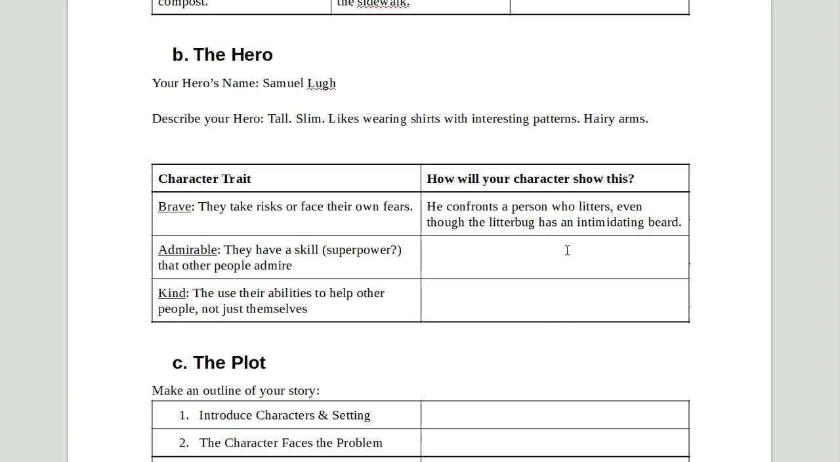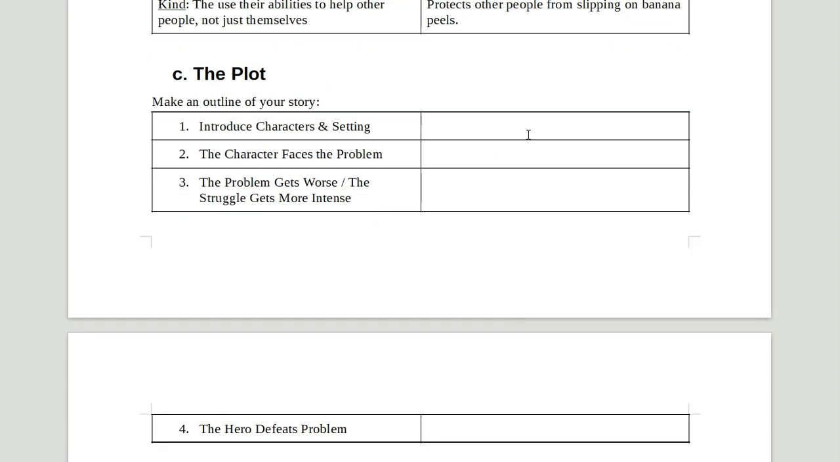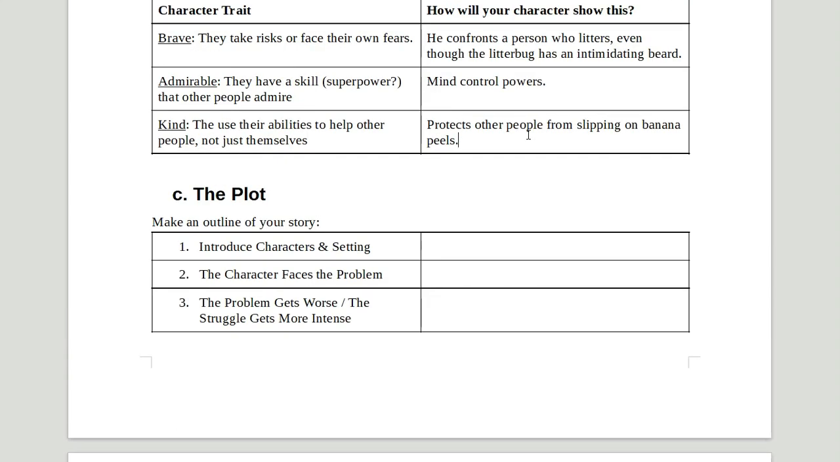What's next? Admirable. Well, this superhero did have a special superpower, and that was mind control, right? He was able to make the villain pick up the banana peel just by looking at him with his eyes, right? So that's his superpower. And then kind. He's kind because he protects other people from slipping on banana peels. Great. So now I know how my hero is an actual hero.